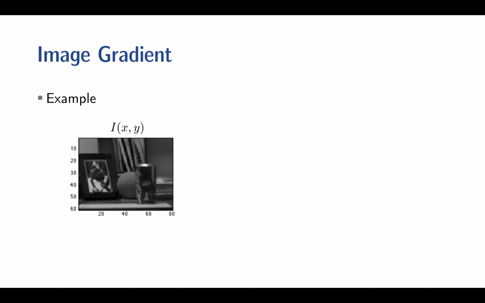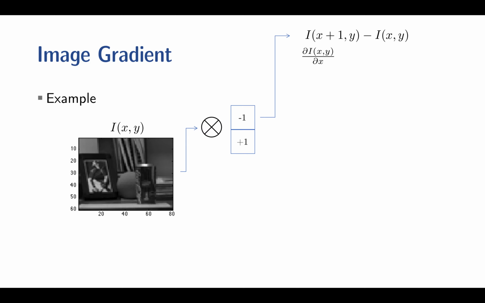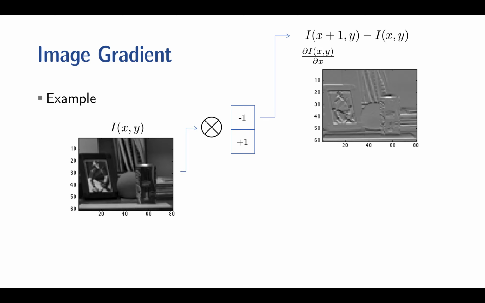What am I going to do? I'm going to convolve it with a mask like this to get the derivative in the x direction, because my x direction is vertical. That really will give me just I of x plus 1, y minus I of x, y. That's all it will give me, which means I will be subtracting every pixel from its preceding pixel. I call this the partial derivative of I of x, y with respect to x because it's in the x direction, and this is what it looks like.